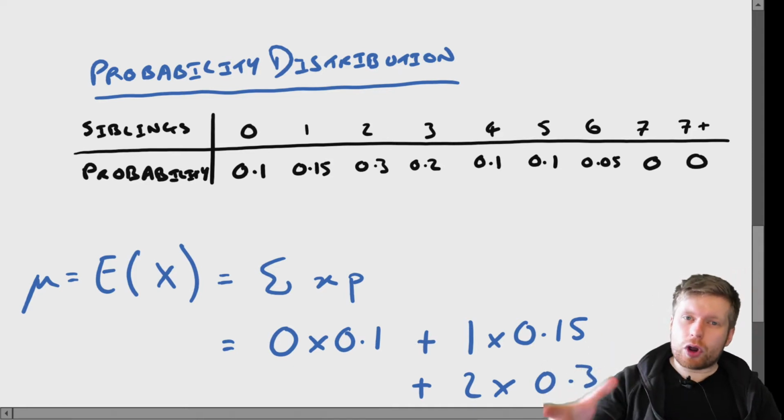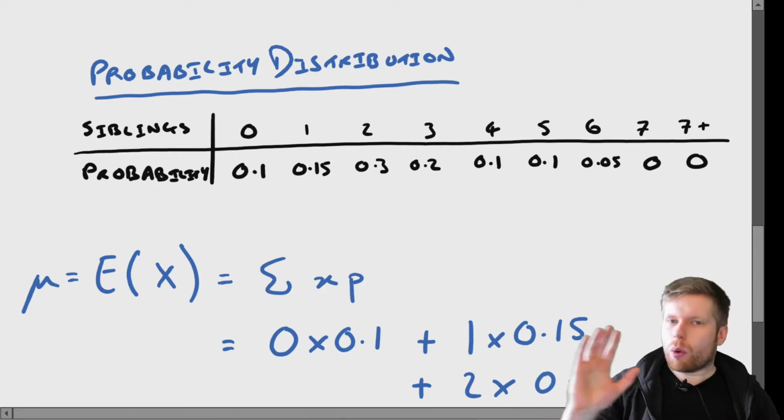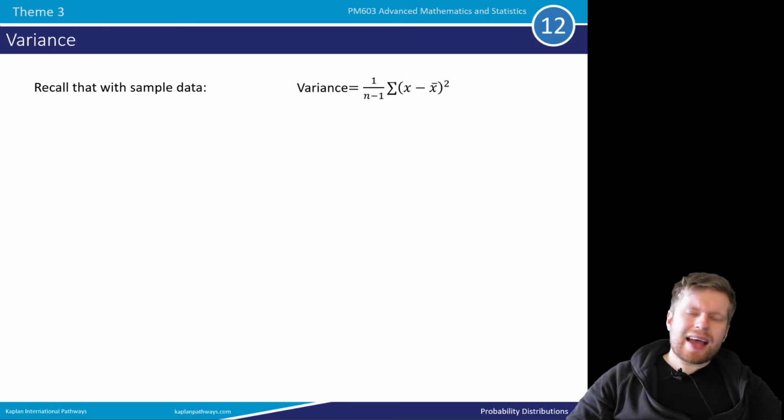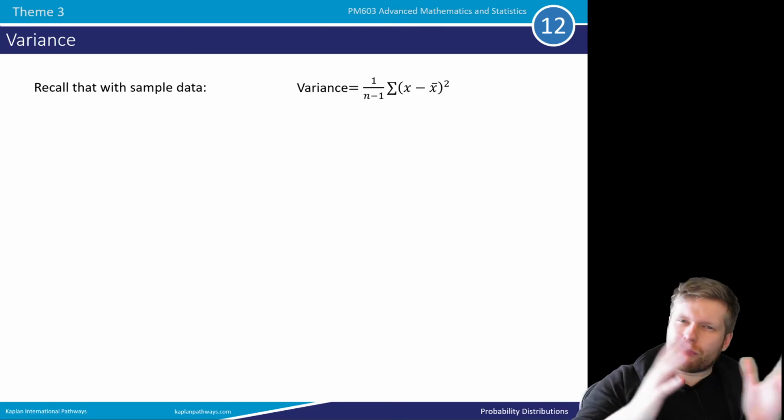So if you walk into a room and take somebody out at random, you would expect them to have either 2 or 3 siblings, okay? That's the way I want you to interpret that expectation. So that's expectation, which is the equivalent of mean.